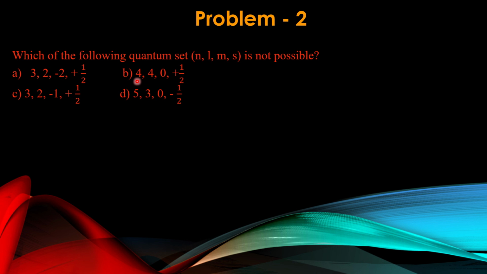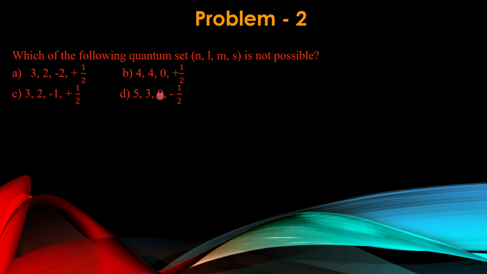Look, B option. When n equal 4, then L will never be 4 because the value of L is 0 to n minus 1. 0, 1, 2, 3. Value of L 4 is not possible. Here also the value of L is possible. When L equal 2, M equal minus 2 to plus 2. So this is correct.